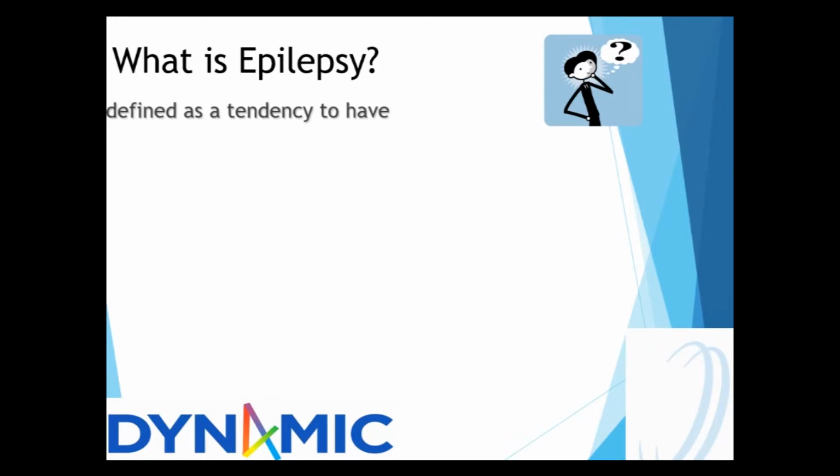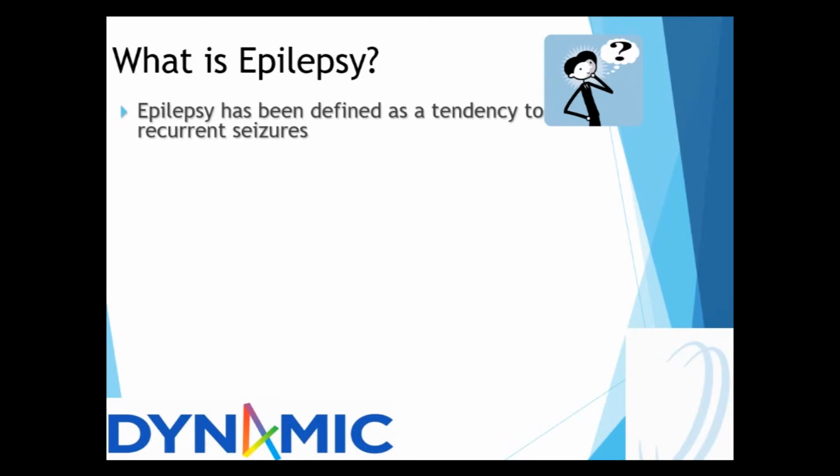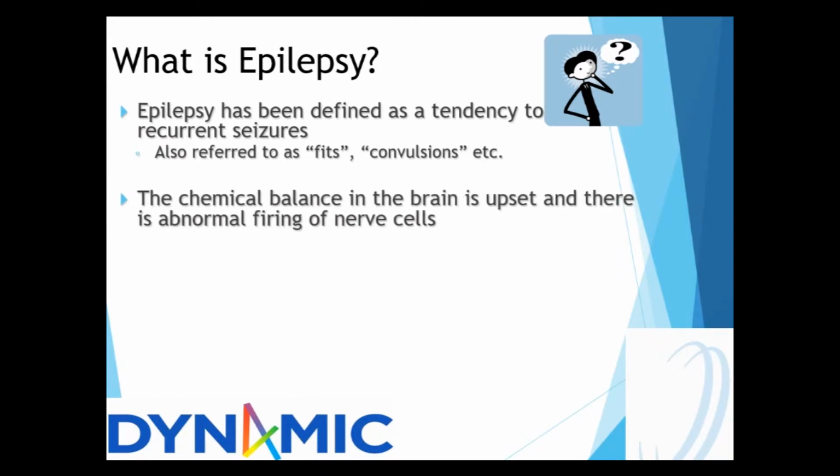What is epilepsy? Epilepsy has been defined as a tendency to have recurrent seizures. These seizures are also referred to as fits or convulsions. The chemical balance in the brain is upset and there is abnormal firing of nerve cells. But one seizure does not constitute epilepsy. It's a common condition.